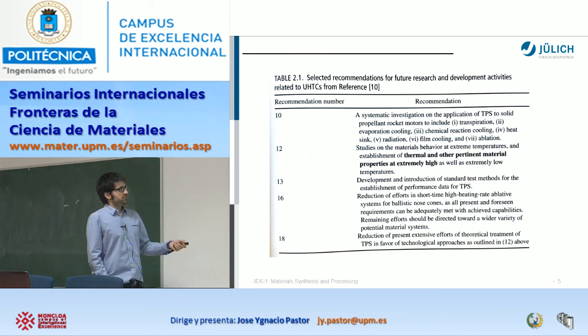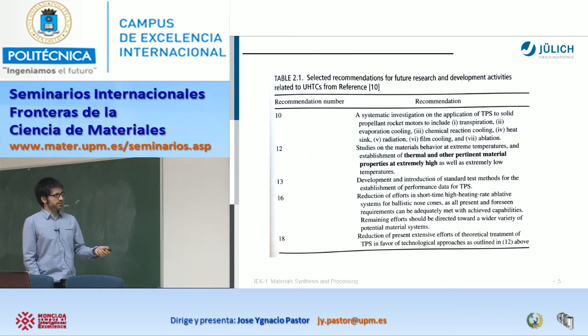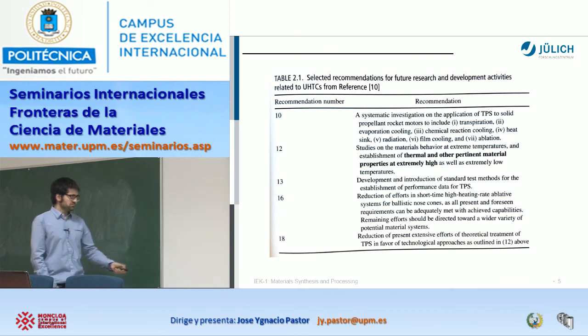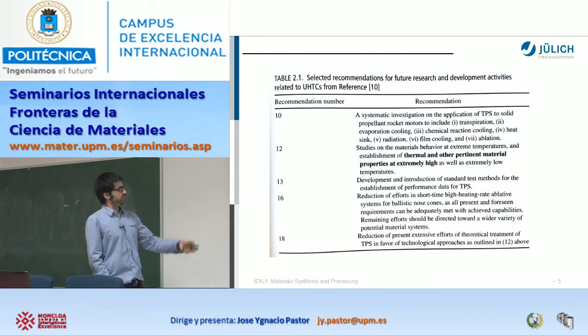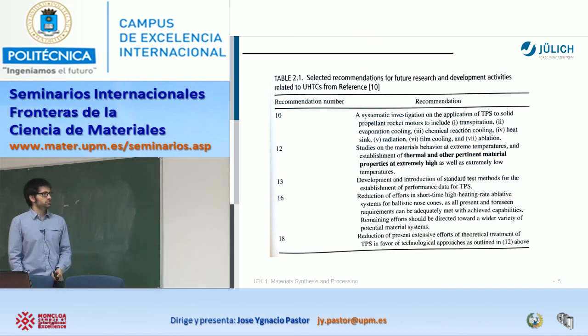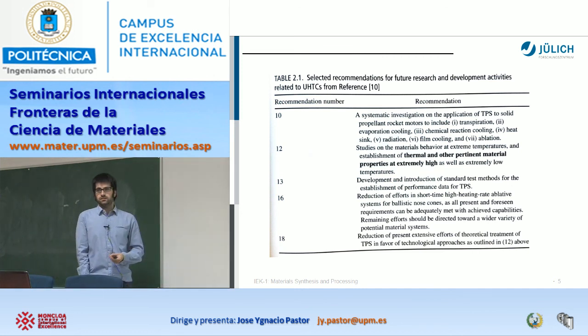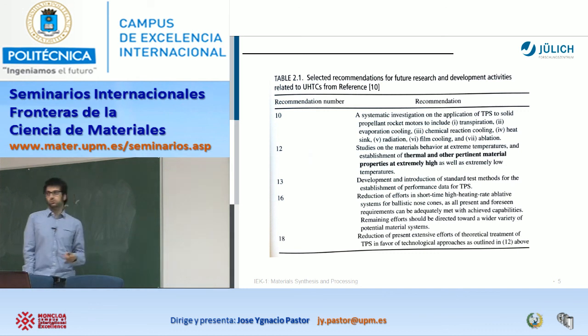Another thing is that obviously they are thinking of this kind of materials for extreme temperatures, okay, and then all the thermal and other pertinent material properties should be analyzed under these conditions, okay. And well, this list is only one part. It continues, but as you see, it's a field where there is a lot of road to do, okay.